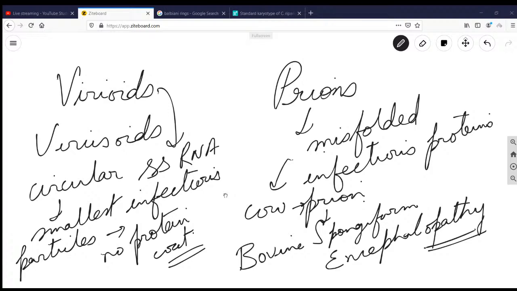So the correct answer of the 28th question: satellite DNA is present in eukaryotes only. So it must be in 28. The trick is in eukaryotes. So it must be your option number D, which is plant viruses. Now come to question number 29. Which of the following is not a property of the genetic code? Very easy.